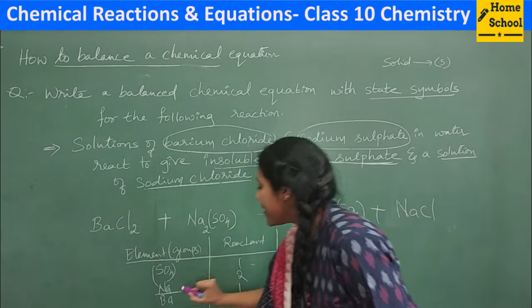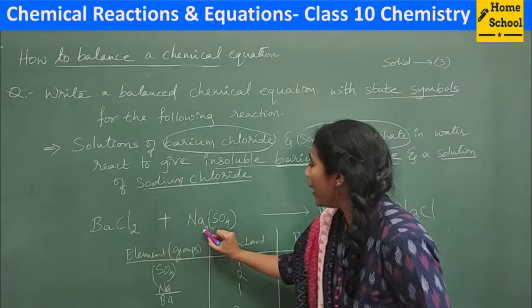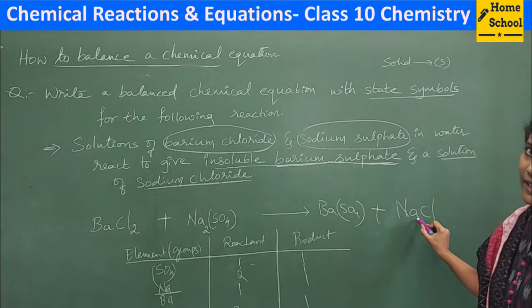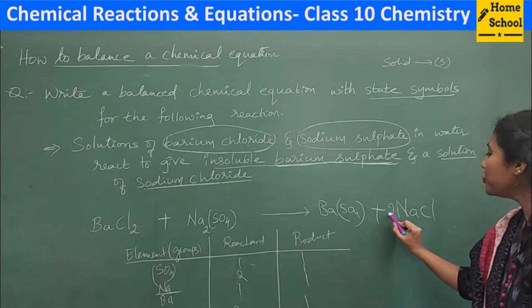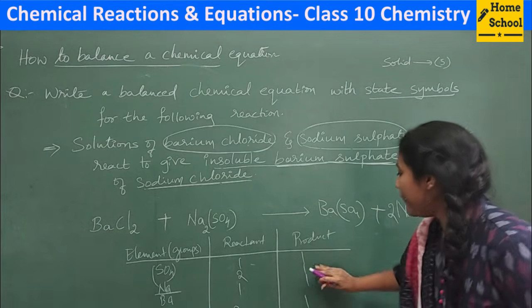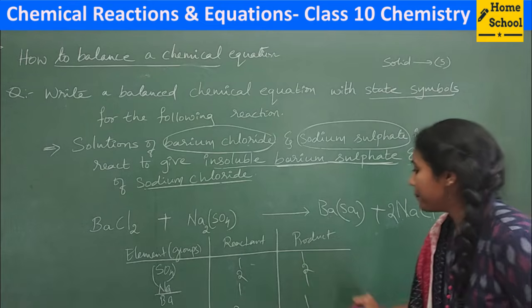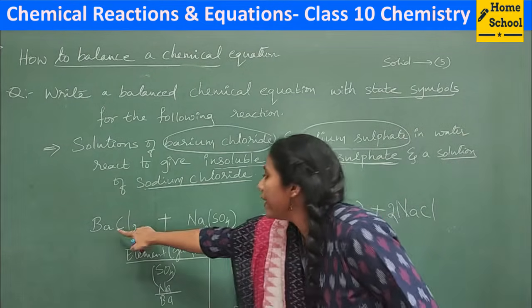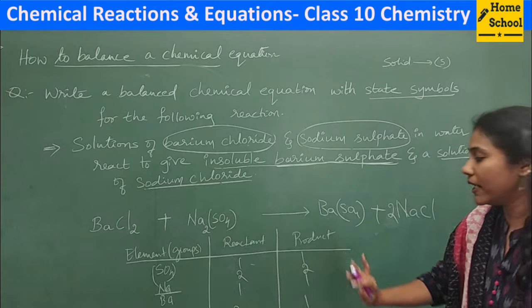Now go for balancing sodium. Here 2 are there, here 1 is there. So you will put 2 here. So it becomes 2. Now 2 sodium atoms are there on the product side. And barium, 1 is there, here 1 is there, don't touch.